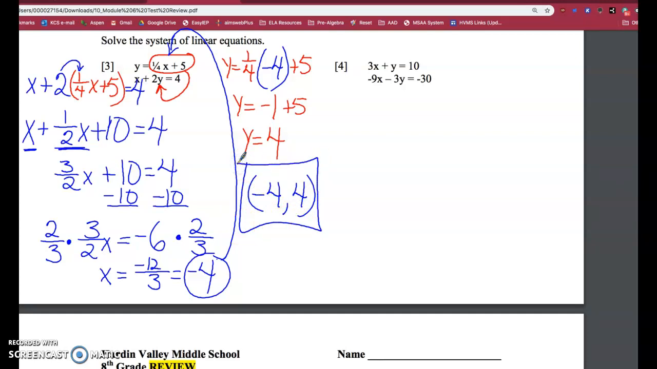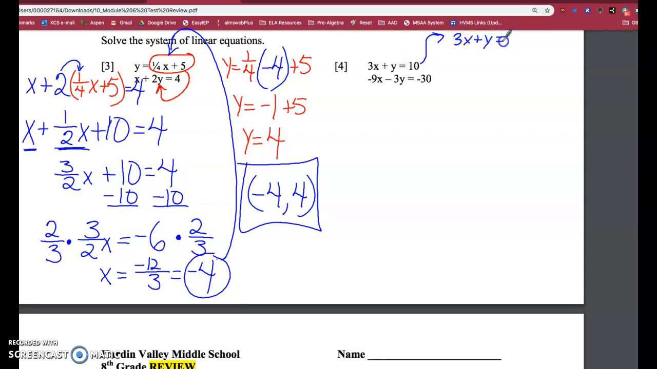Looking at number 4. Number 4, we do not have either x or y isolated. So let's go ahead and do that. I'm going to do that on the top one because I see y already has a coefficient of 1. It looks like an easy one to reorganize. So I'm going to go ahead and do that.